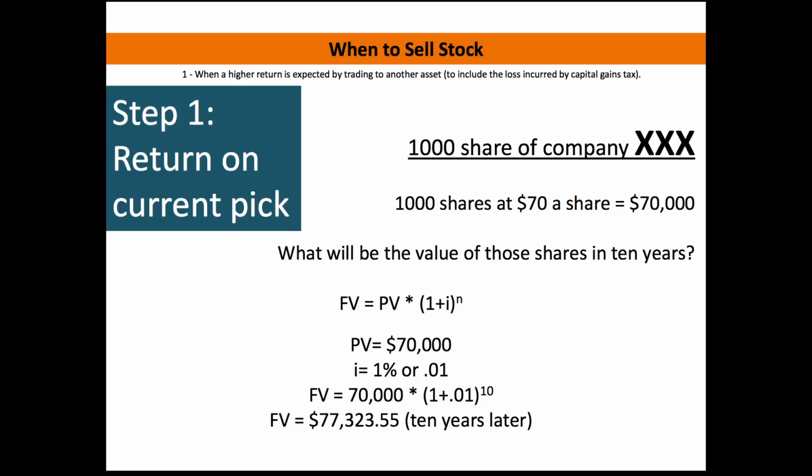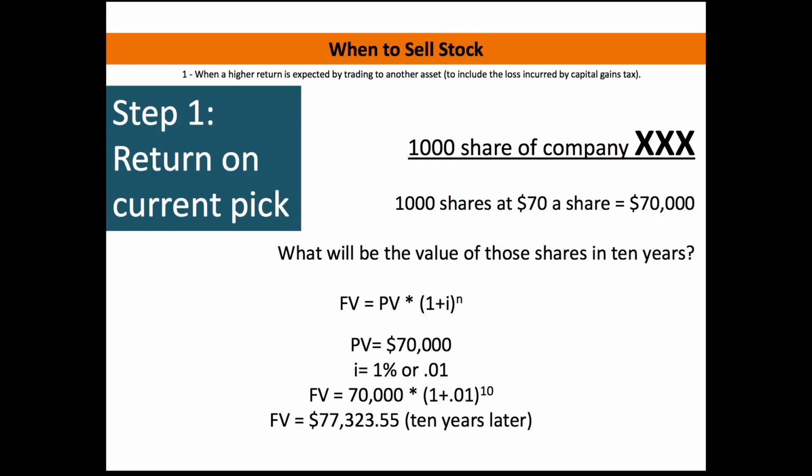So what will be the value of those shares in 10 years? In order to do that little problem, we're just going to use our future value of money formula, where FV is the future value, and that's equal to our present value times 1 plus i, which is our interest rate, raised to the number of years. So in this scenario, our present value is $70,000. Our i, or our interest rate, is going to grow 1% annually, and we're going to do it over the next 10 years.